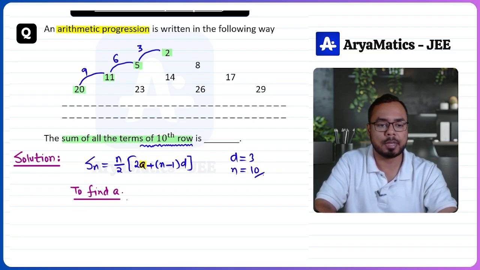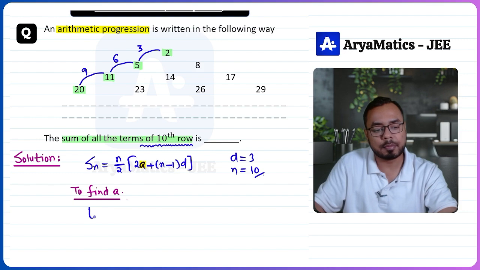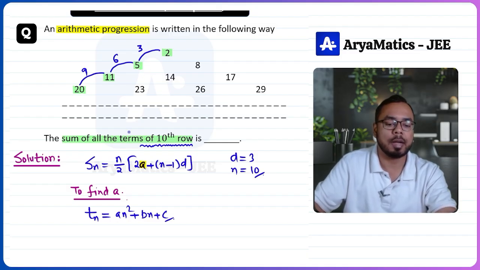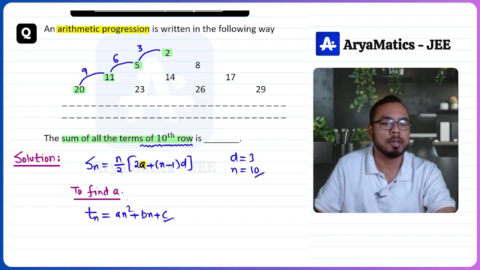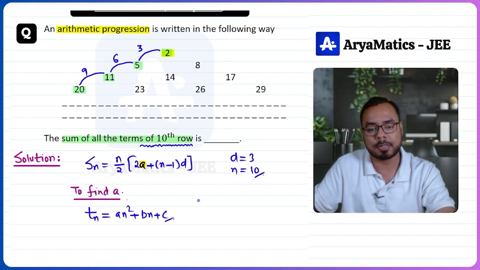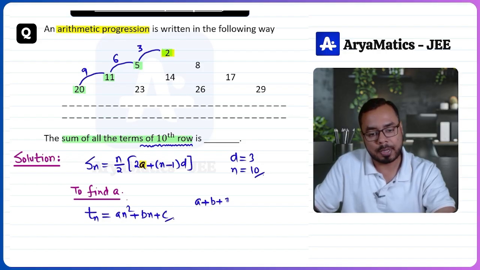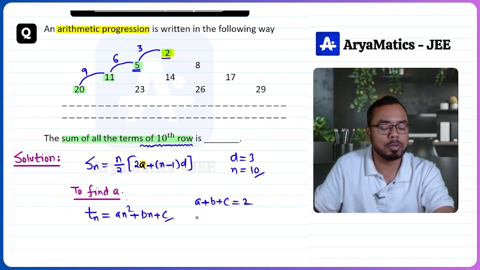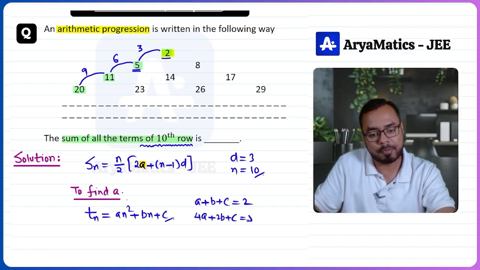And we know that if the differences are in AP, then we have this standard formula that the nth term will be an square plus bn plus c. This is the standard formula for finding the first term. And how do we get the values of a, b, c? For that, we can use different equations. The first term is 2, so that means a plus b plus c will be 2. Similarly, for this sequence of first terms, the second one is 5. First one 2, the next one 5. So T2 should be 5. That means 4a plus 2b plus c will be 5.